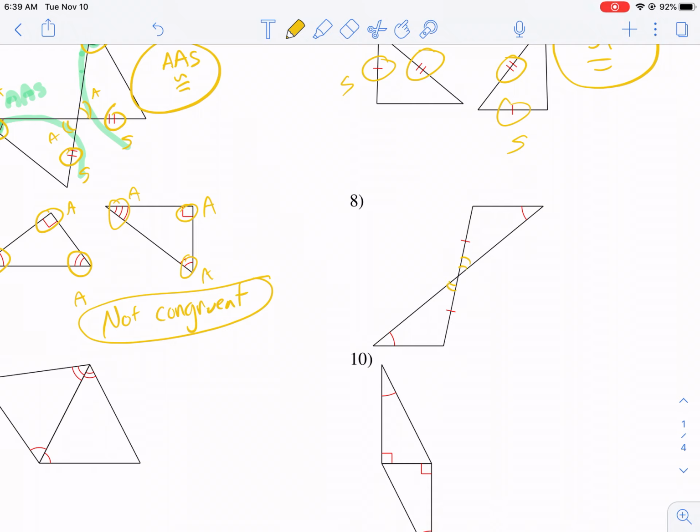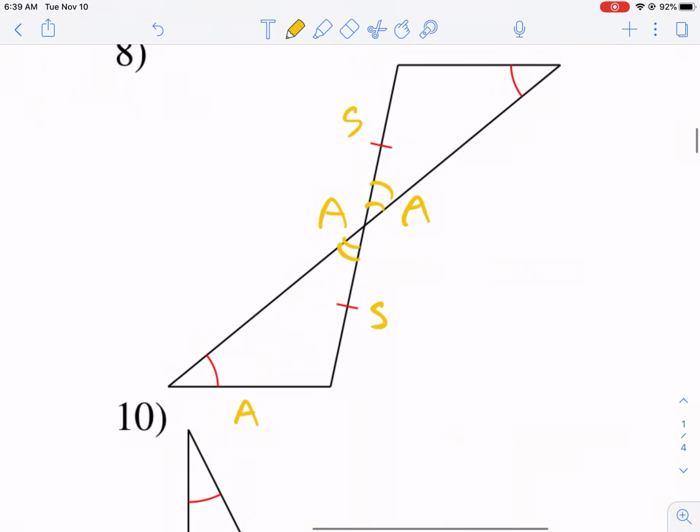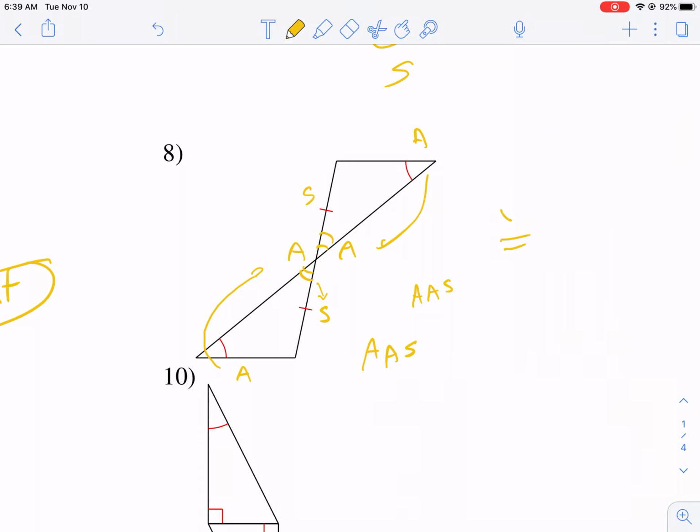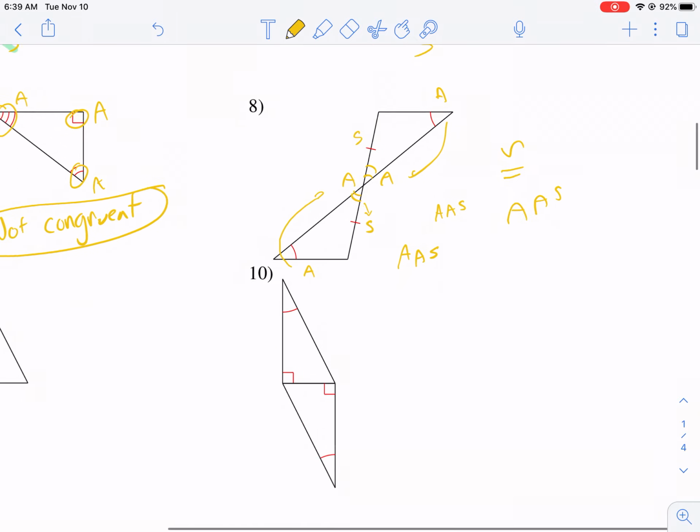Vertical angles here, we'll write them in. We have AAS, but it's not angle, side, angle, okay? Because we can go from this angle to side. We're skipping a side and we're skipping an angle. Can't do that. Can't go that way. So we'll go angle, angle, side, angle, angle, side. And we do the same thing this way. Angle, angle, side. They match. This is congruent because of angle, angle, side.